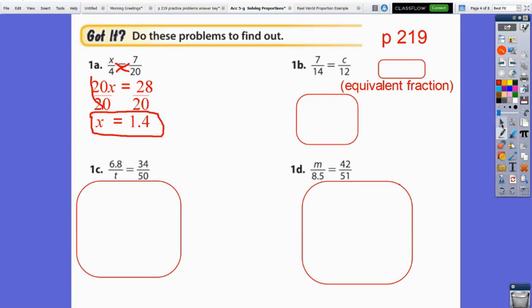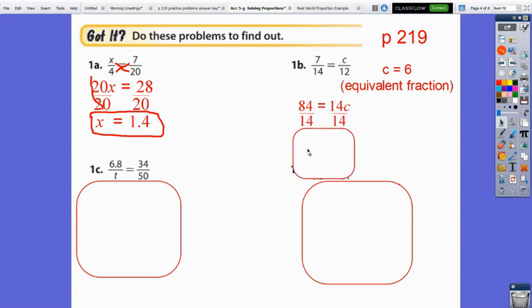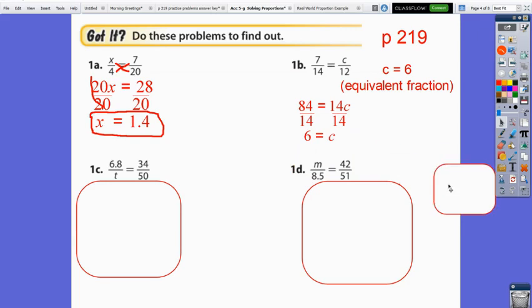You should all be able to do that one in your head. Since 7 is half of 14, C has to be half of 12. So the answer is 6. If you were going to do this by cross multiplying, 7 times 12, which is 84, equals 14 times C. And 84 divided by 14 is 6. Either way. But this one is so simple, you really wouldn't be expected to do work for that one.